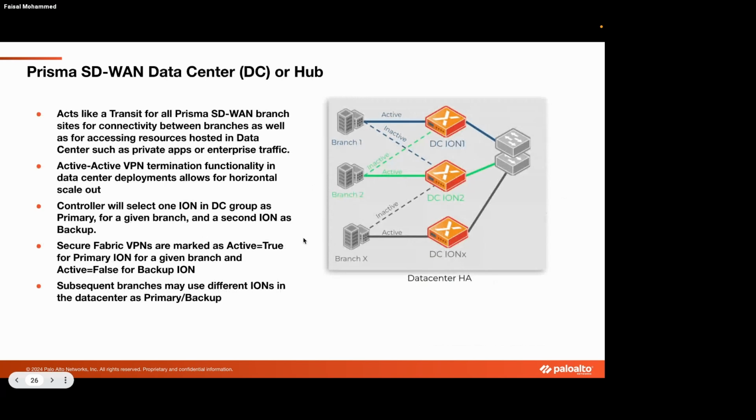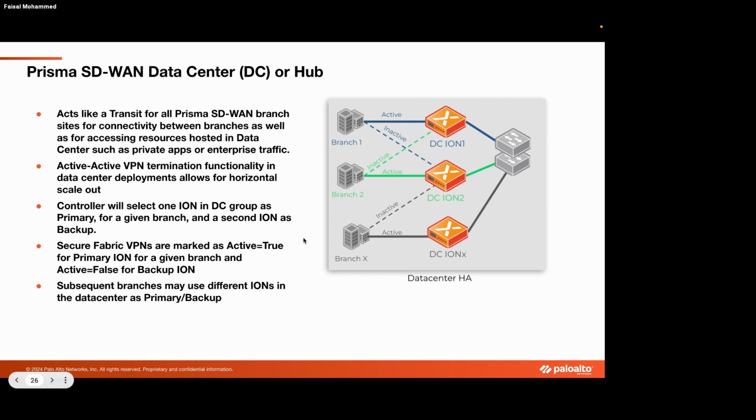Prisma SD-WAN data center or hub. The data center or hub acts like a transit for all Prisma SD-WAN branch sites for connectivity, especially for services hosted behind the DC, as well as for interconnectivity between the branches. So the VPN from the DC terminates into the branch, and the branches communicate with each other through the transit device.